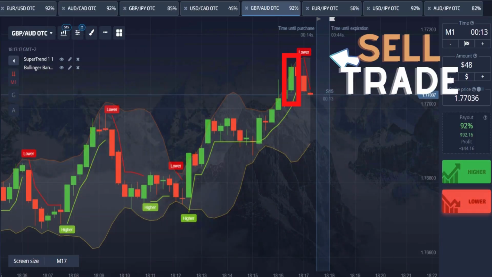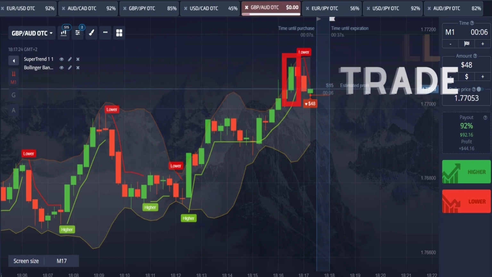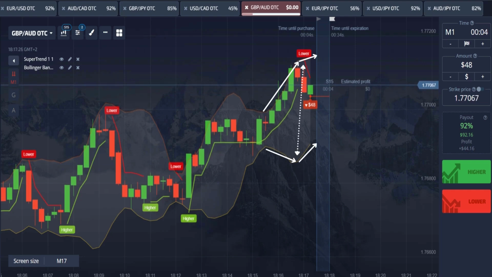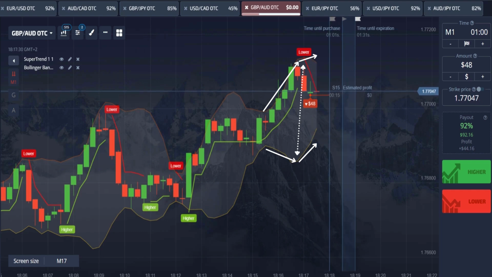Here's a sell trade I've taken based on our strategy. The candle closed above the upper Bollinger Band. Then, a Supertrend sell signal appeared. The Bollinger Band size looks ideal, meeting all the requirements of this strategy. I've entered a 1-minute sell trade based on this setup.